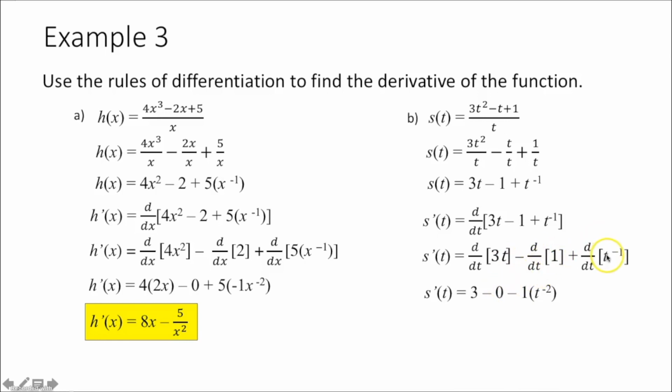And then over here, with the power rule, when I take the derivative of this, negative 1 is going to come out front. So it's going to be negative 1 times t to the negative second power. Now, if I simplify all of this, I'm going to get 3 minus 1 over t squared. Be careful not to subtract 3 and the negative 1 because these are multiplied together.